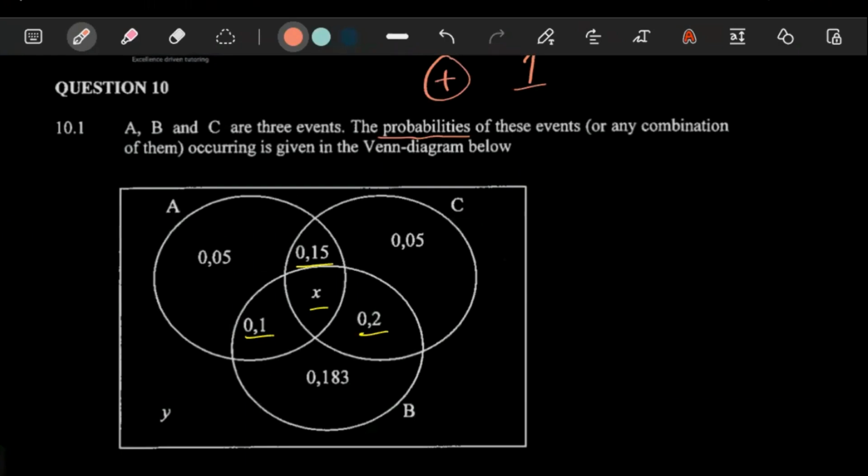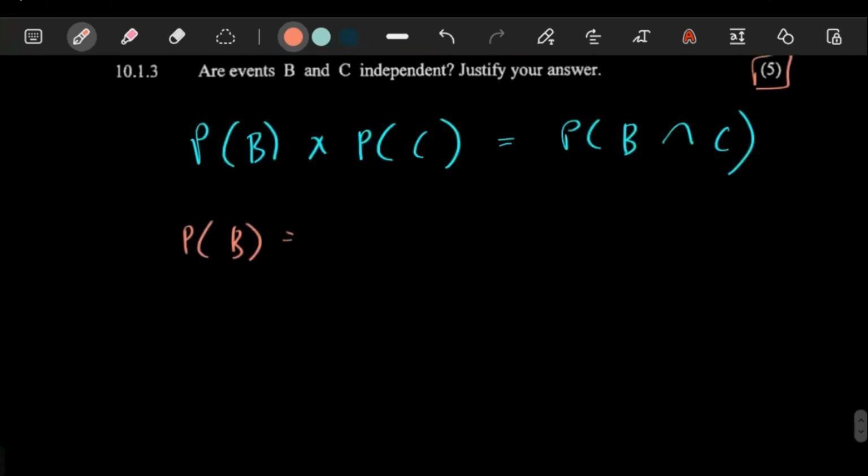In the calculator, what is it giving us? That's the value we're getting: 0.1, 0.2, 0.183, and then 0.16. That's giving us 0.643. That's the probability of B.